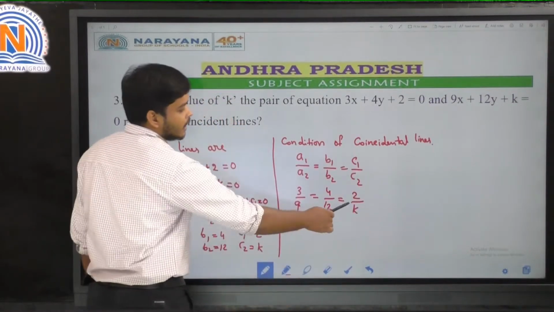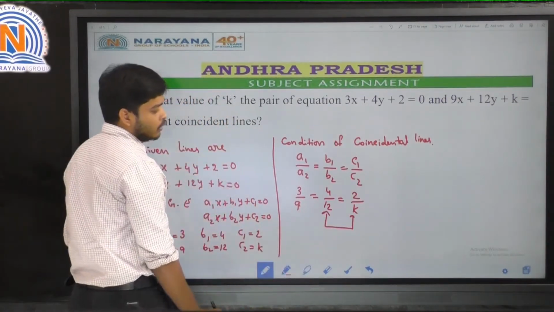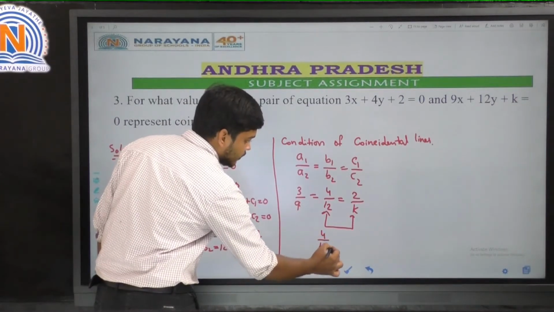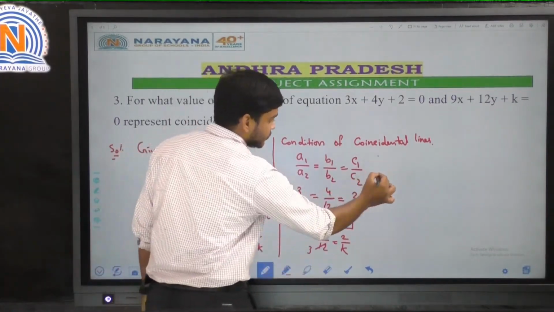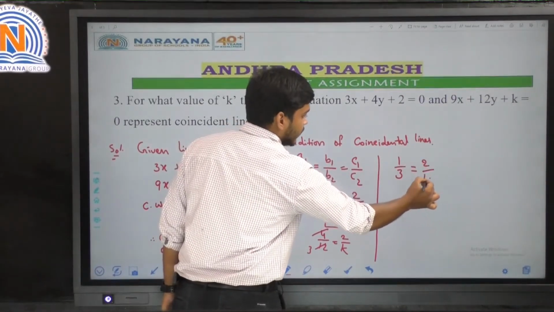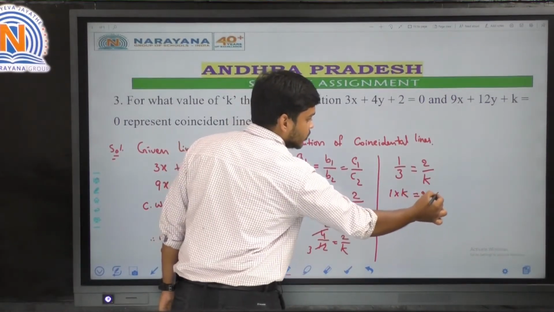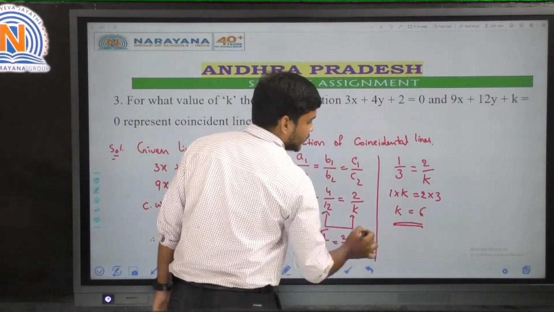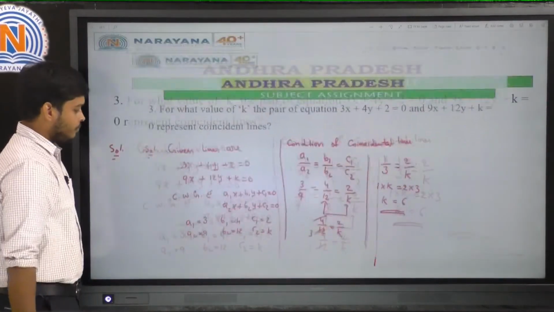See children, we need the k value, so I am comparing these two ratios. 4 by 12 is equal to 2 by k. 4 ones are 4, 4 threes are 12, that is 1 by 3 is equal to 2 by k. Do cross multiplication: 1 into k is equal to 2 into 3. So 1 into k is k, 2 threes are 6. So what is the value of k? The k value is 6. Now the next one.